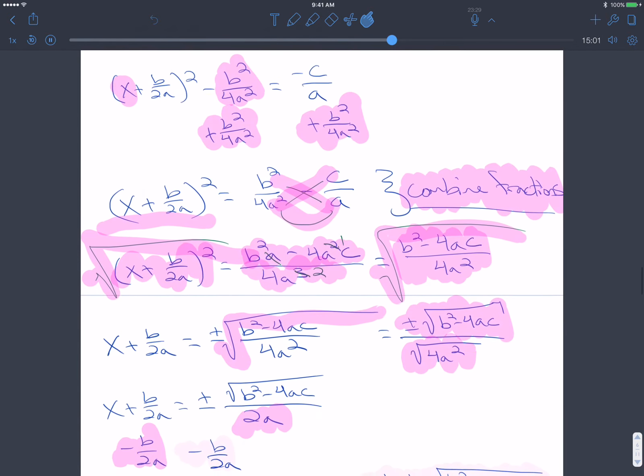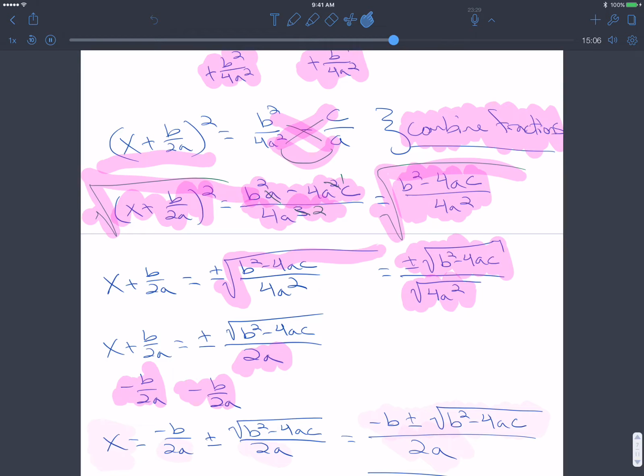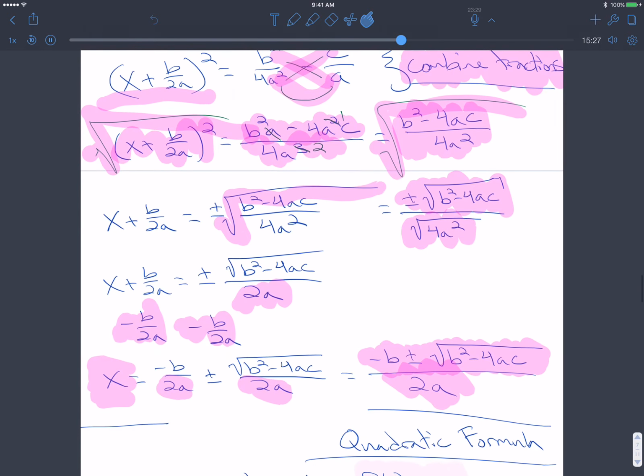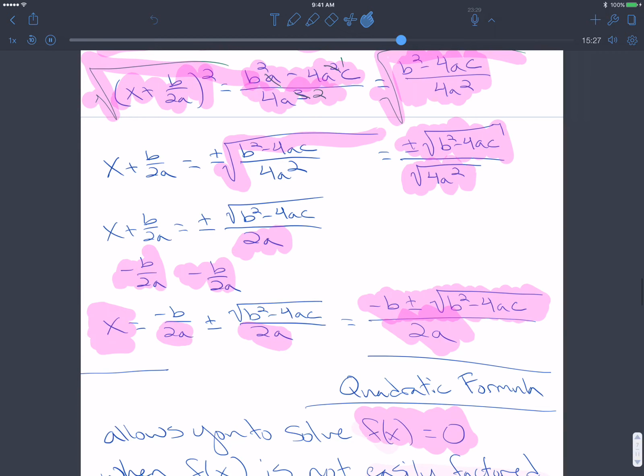Subtract the b over 2a now from both sides. So x is equal to negative b over 2a plus or minus the square root of b squared minus 4ac also over 2a. Since these have the same denominator, I can combine them. So that gets you what you have probably learned at some point as your quadratic formula. Negative b plus or minus the square root of b squared minus 4ac all over 2a. Ta-da! This allows you to solve any f of x equals 0 where f of x is a quadratic.